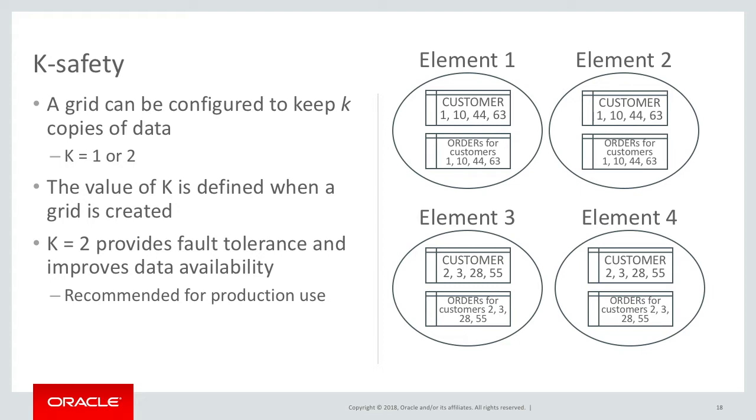You define the value of K when you create a grid, not when you create a database. And of course, setting K equals 2 provides fault tolerance and improves availability. You could use a K equals 1 database for testing or experimentation. Maybe it would be appropriate in environments where you're not too concerned about high availability, but we expect the vast majority of production customers will use K equals 2.